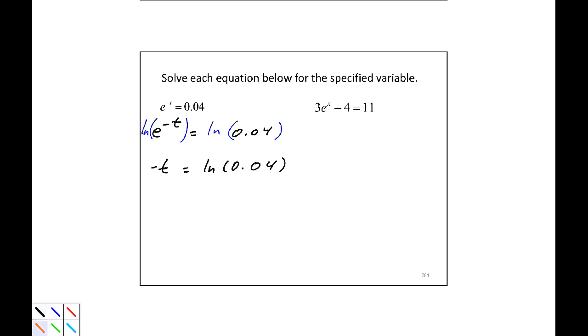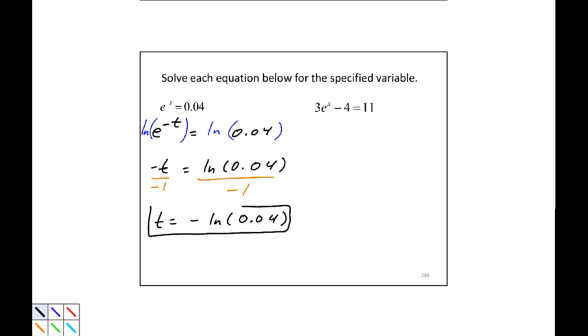Now we can divide by negative 1, since we had a negative t, to find that t equals negative natural log of 0.04. And that is our exact value. Again, you want to check that.